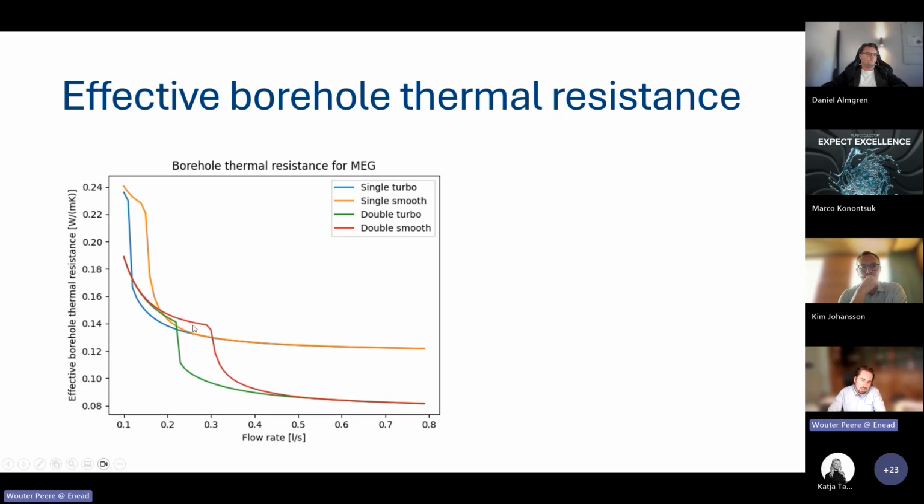So if you, for example, take a look at this double U shape, you see we are laminar, and then at one moment in time, the flow becomes turbulent and the effective resistance drops off. Now, when we have a TurboCollector, this effect occurs already sooner. So we have indeed what Kim called this window of opportunity. And the same you see with the single U-tube, but there the shape and the size of the window is different because we now have only one pipe instead of two.